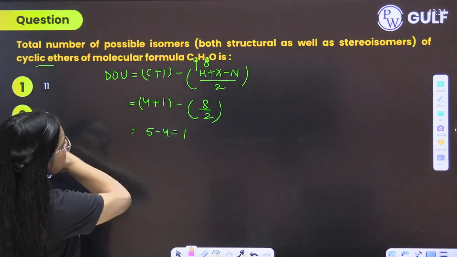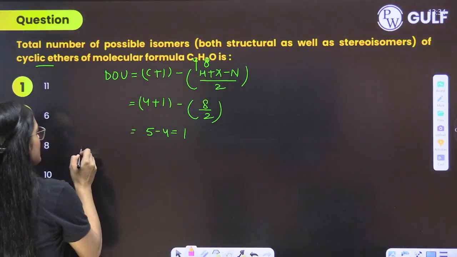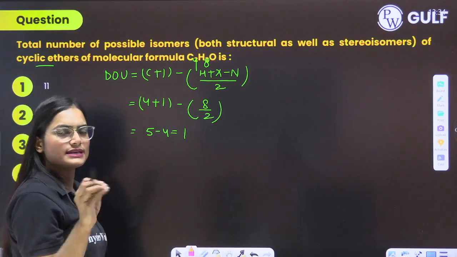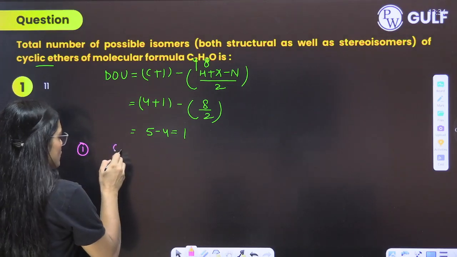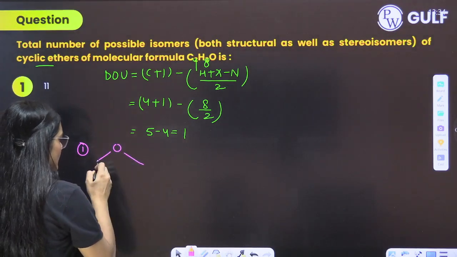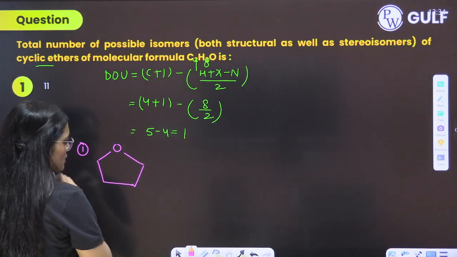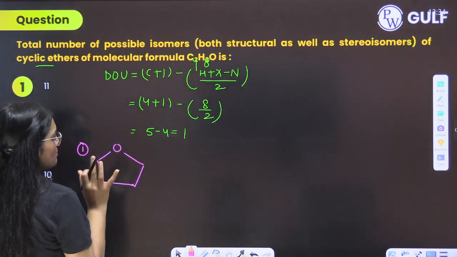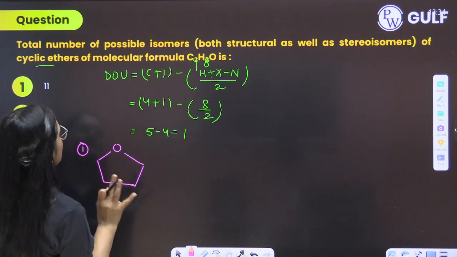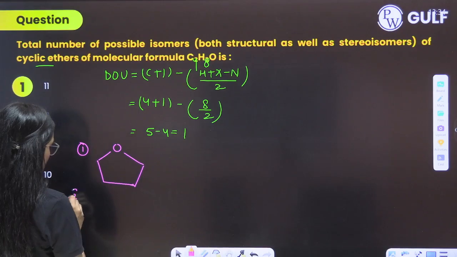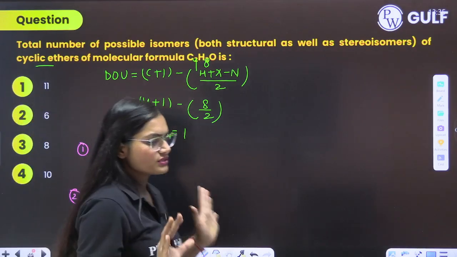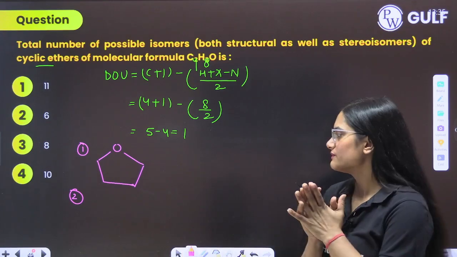Cyclic ether formula is C4H8O. Let's start with the 5-membered ring. In the 5-membered ring, your cyclic ether oxygen will be there, and this is your compound which is having 4 carbon atoms and 8 hydrogen atoms. Second possibility, what is the second possibility I'm drawing here? In 5-membered ring we can draw the structure.